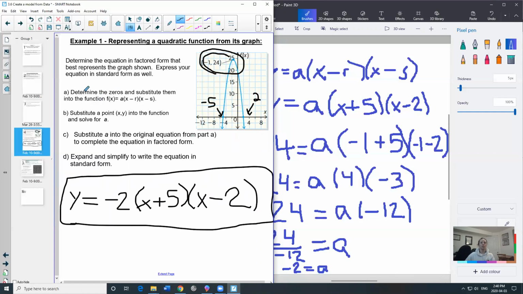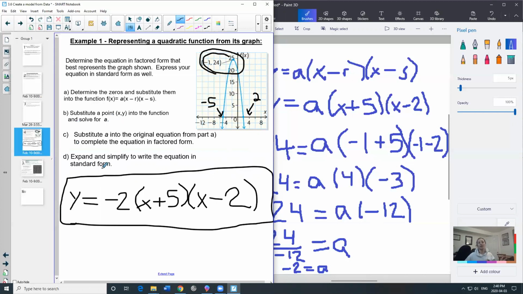Okay, so determine the zeros, check, we did that. Put them into your factored form. Okay, we did that over here. Substitute any point. We took our vertex and we plugged it in for x and y. We got our A value. We took our A value and we just replaced A to get our entire form.